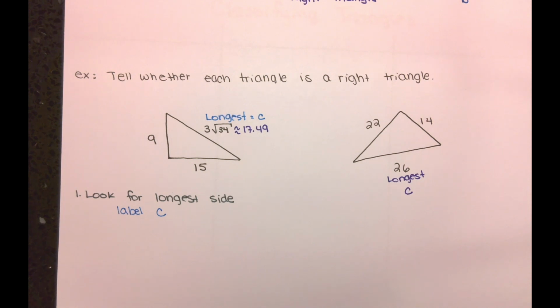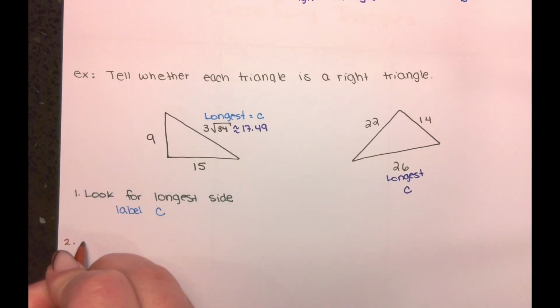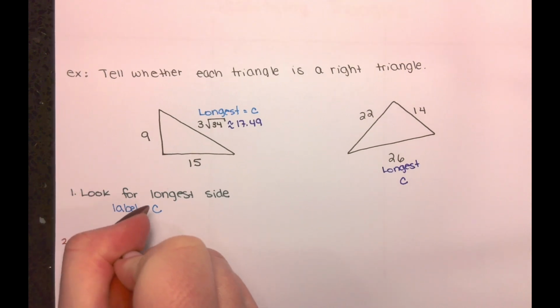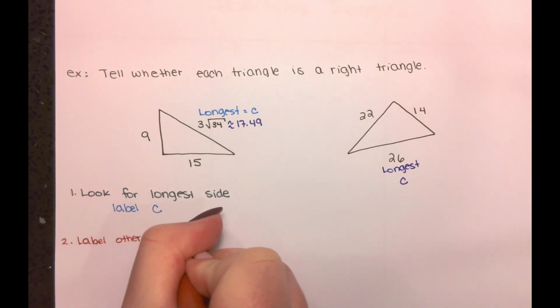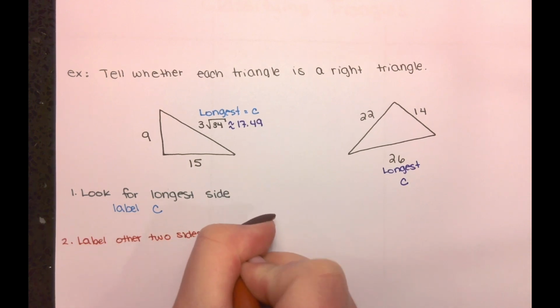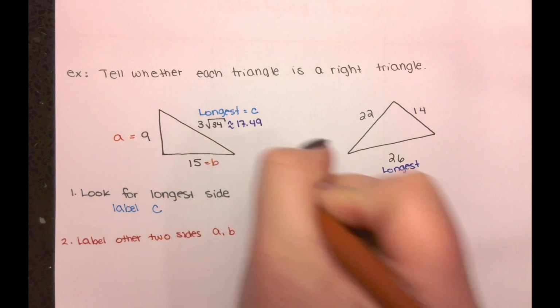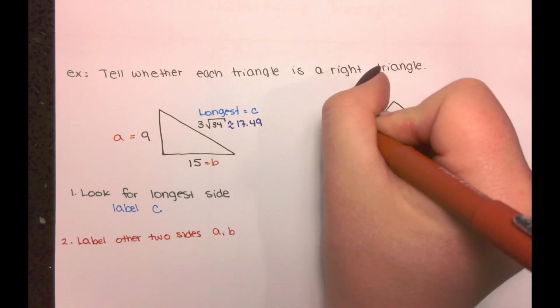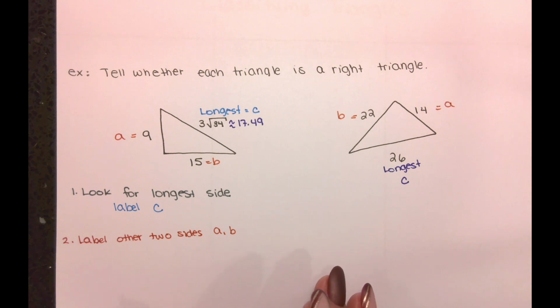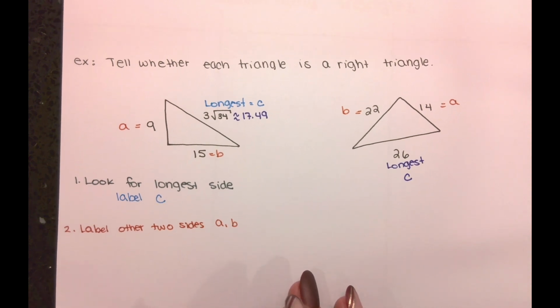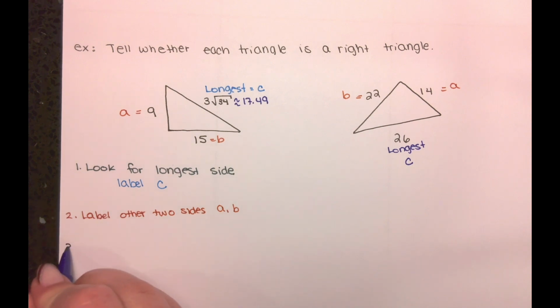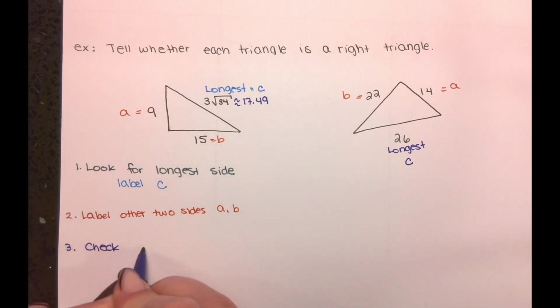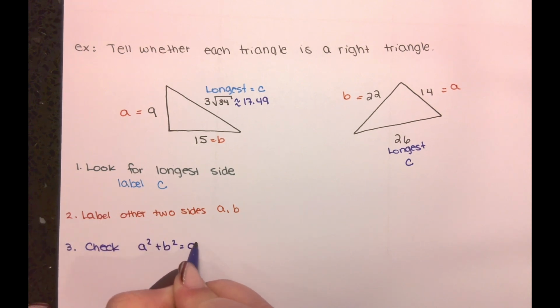Once you have C, the other A and B don't really matter, just like with the Pythagorean theorem. So label your other sides. So we can call this A, we can call this B, we can call this A, we can call this B. Again, the other two, that doesn't matter. C is really important. You have to have that in the correct position. Step number 3, check A squared plus B squared equals C squared.